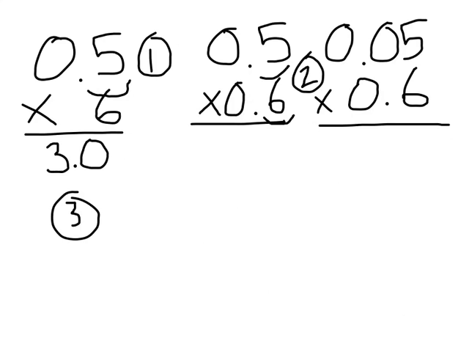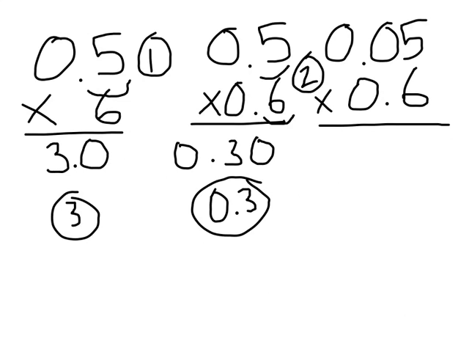What's 5 times 6? It's 30. How many numbers go behind the decimal? 2. So how would I place the decimal in this number? I would write 0 and 30 hundredths, or 0 and 3 tenths. Let's look at another example.